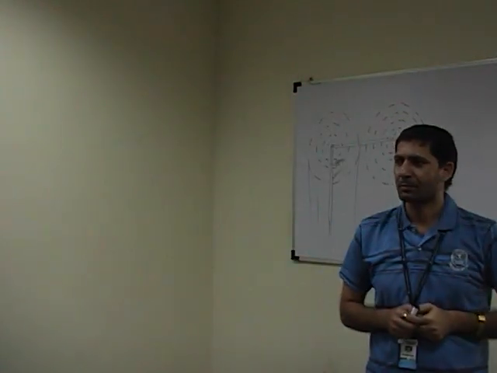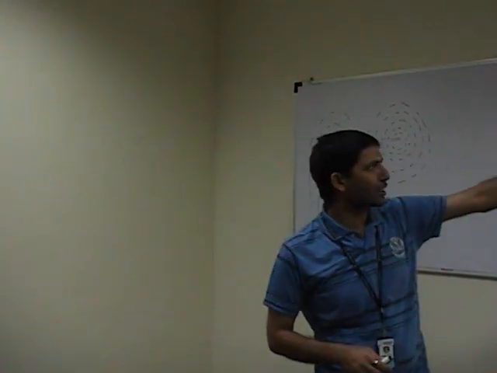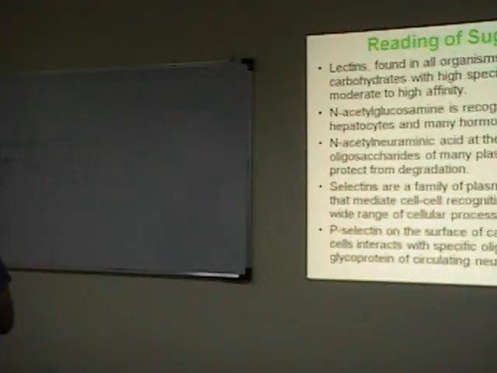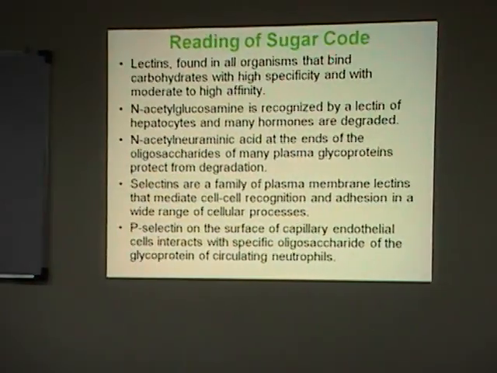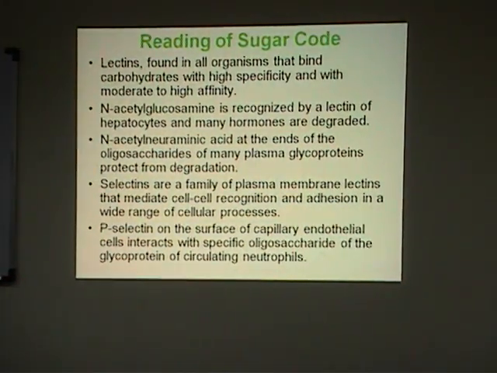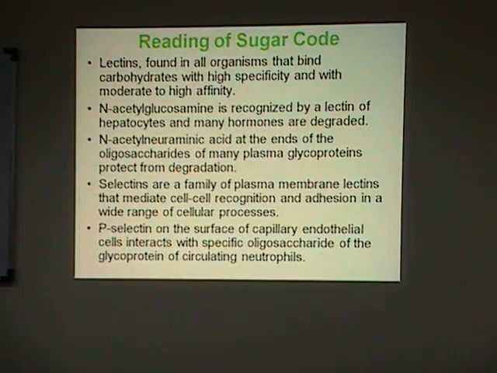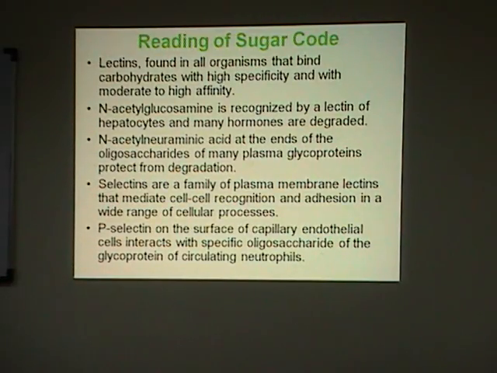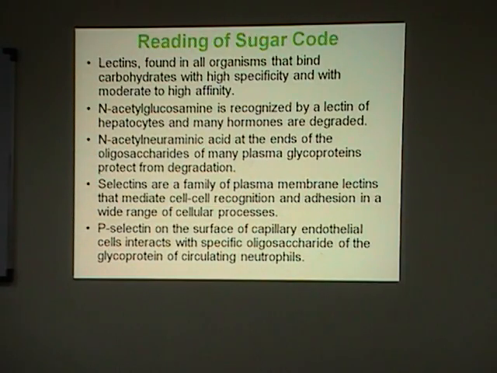N-acetylglucosamine is recognized by lectin of hepatocytes. As you know, there is glycoprotein, and in that glycoprotein there is N-acetylglucosamine. Generally, you might have heard, when there is secretion of hormones such as luteinizing hormone, follicle stimulating hormone, then thyroid stimulating hormone, these are glycoproteins.